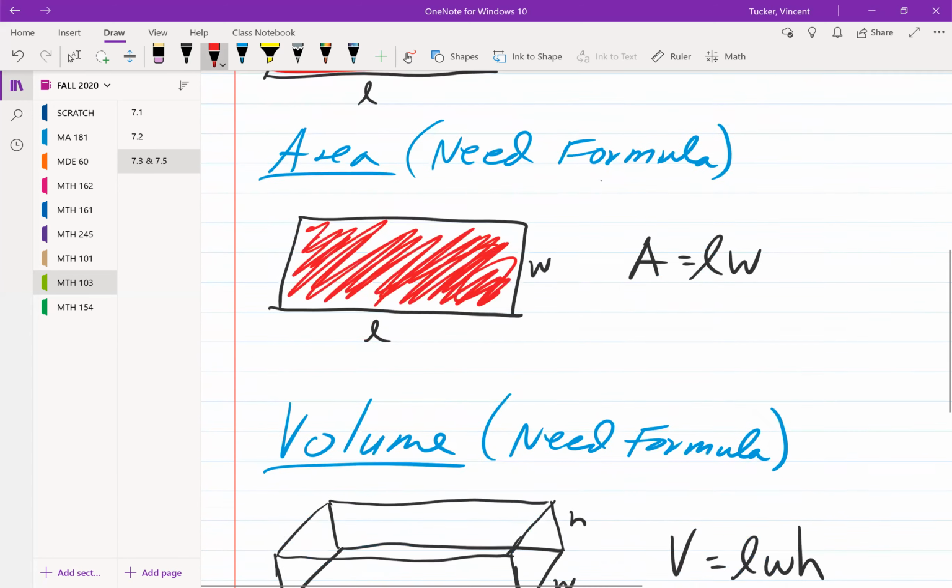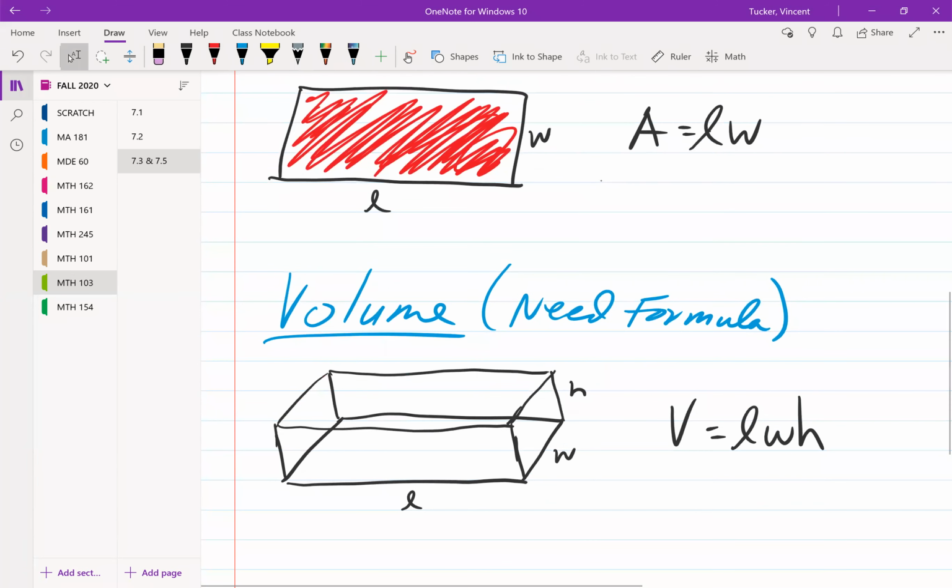Volume, you need a formula for volume, and that's the amount of space that a shape takes up three-dimensionally. Area is the amount of space that a shape takes up two-dimensionally. Volume is the amount of space that a shape takes up three-dimensionally. That's why in this formula, we include the height. The formula for the area is length times width. The formula for the volume is length times width times height.